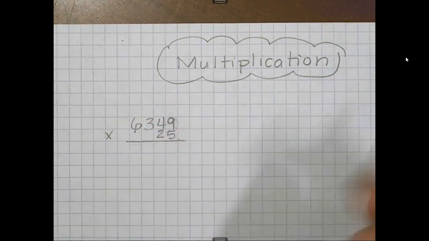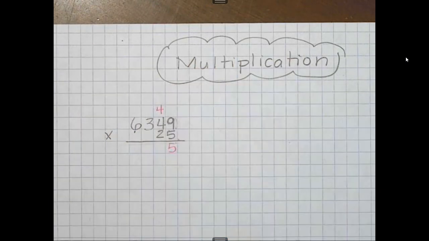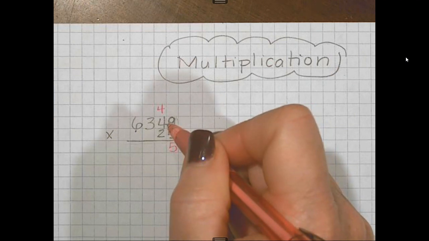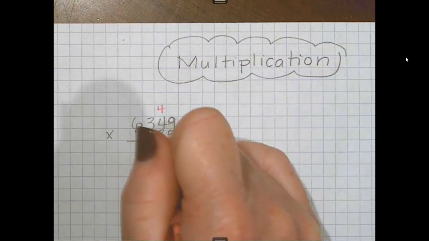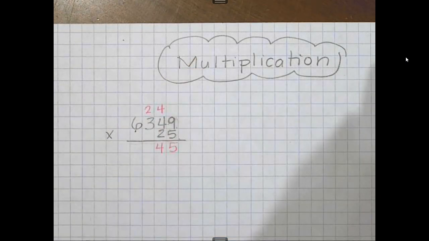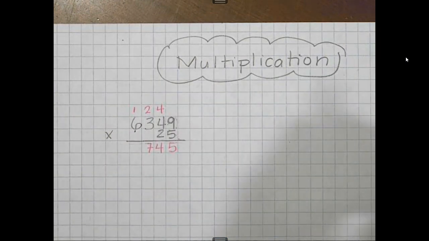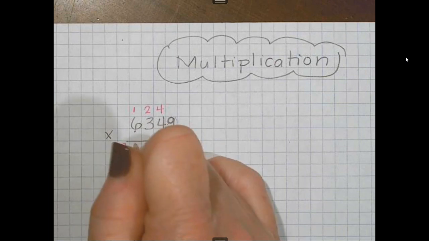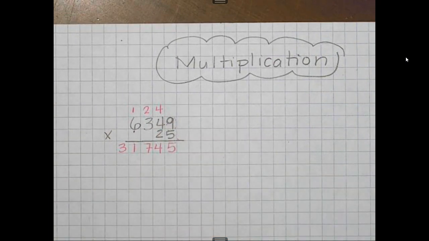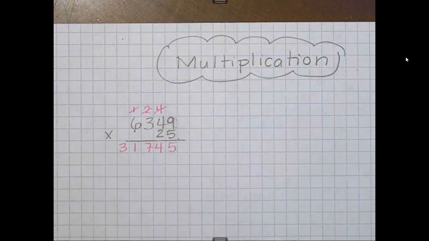So 5 times 9 is 45. Okay, we regroup the 4. 5 times 4 is 20 plus 4, 24. Regrouping the 2. 5 times 3 is 15 plus 2 is 17. And 5 times 6 is 30 plus the 1. So we have 31,745. All right, now we have already used each of these numbers that we regrouped. So we're going to cross those out so we don't accidentally use them again.